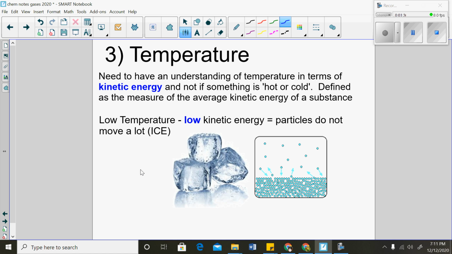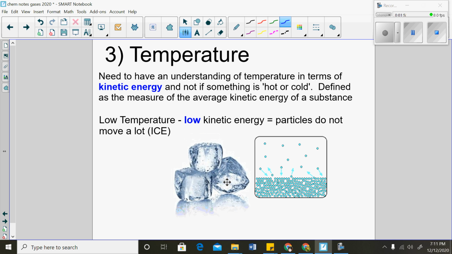Temperature is our next unit. You need to have an understanding of temperature in terms of kinetic energy, and not if something is hot or cold, okay, which we talked about in our last unit. So this is defined as the measure of the average kinetic energy of a substance. Low temperatures means low kinetic energy. The particles do not move a lot, right?